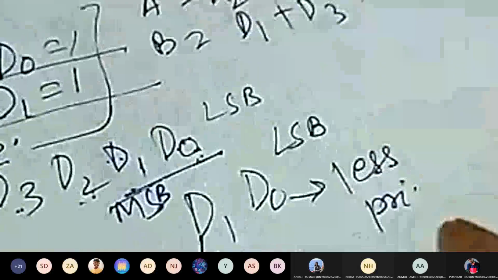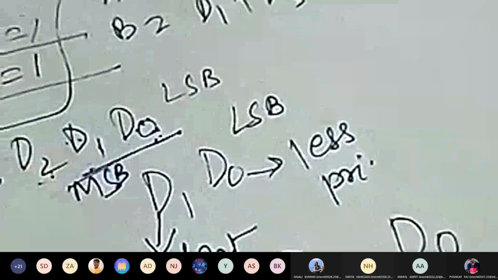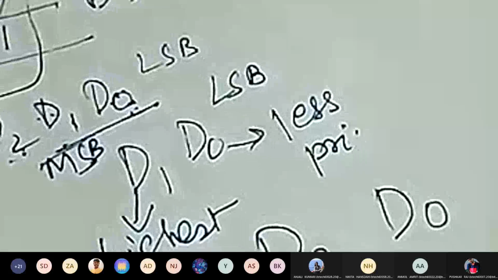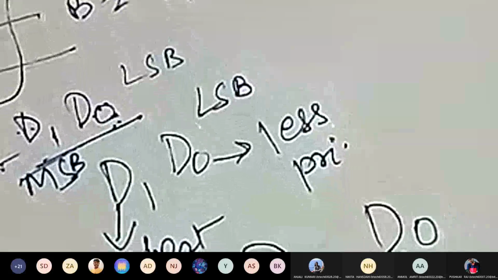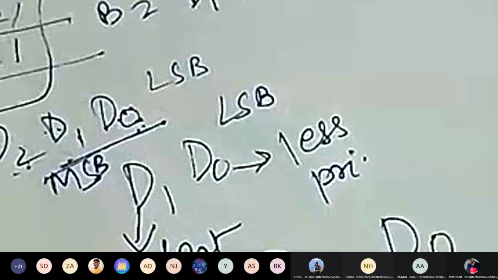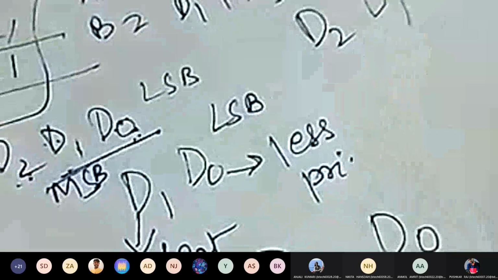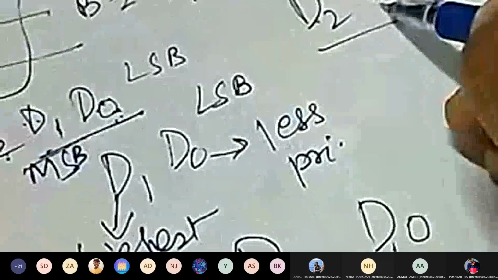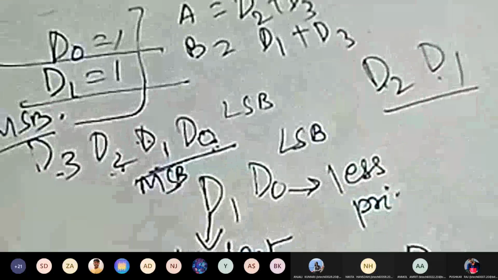Suppose I am taking D2 and D0, which one will have the highest priority? D2, because this is the bigger bit. So D0 will have the lesser priority and D2 the higher priority. If I am taking D2 and D1, again who will have the highest priority? D2. D1 will have the lowest priority. Now you all have understood what I am saying. Is it clear, everyone? Yes, ma'am.